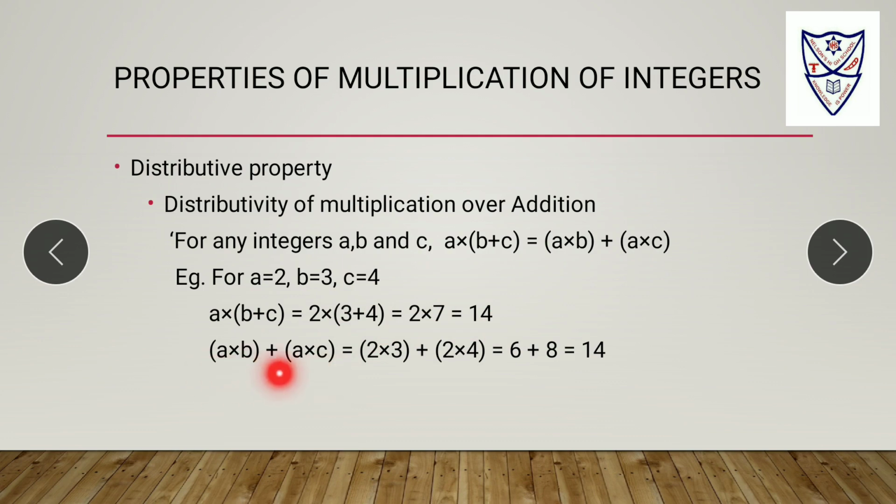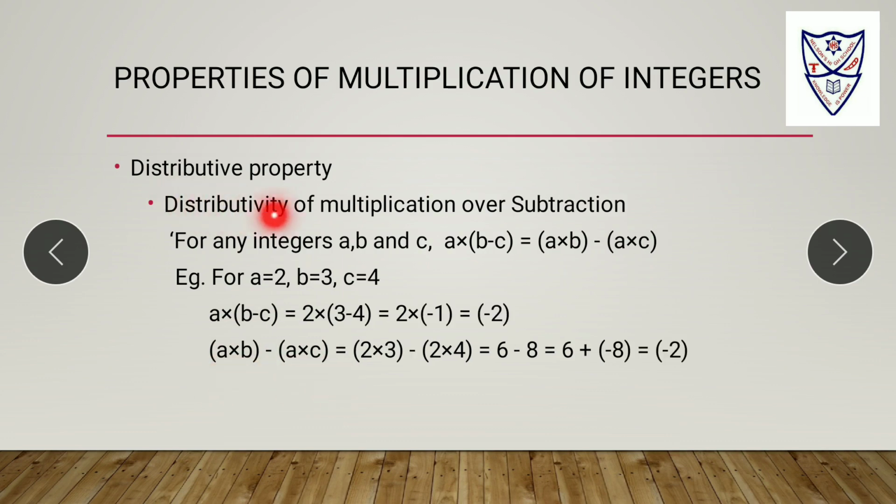Now we will solve this one. a multiplied by b plus a multiplied by c. We have to put the a, b, c values. 2 multiplied by 3 plus 2 multiplied by 4. First of all, we will take this bracket out. 2 threes are 6 and 2 fours are 8, and 6 plus 8, that is equal to 14. So here we are getting the same value. So this is called distributivity of multiplication over addition, that a multiplied by, in the bracket, b plus c is equal to a multiplied by b plus a multiplied by c.